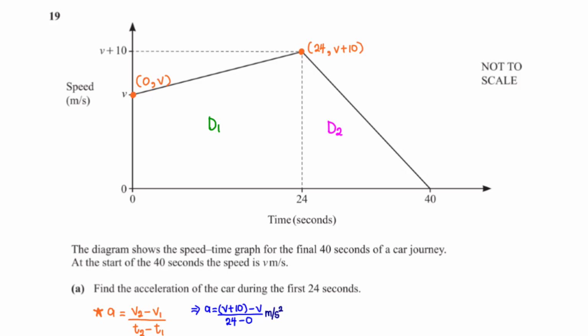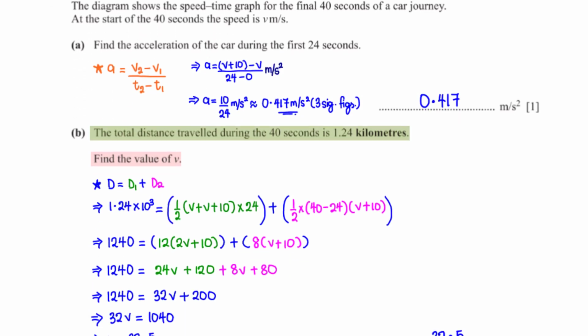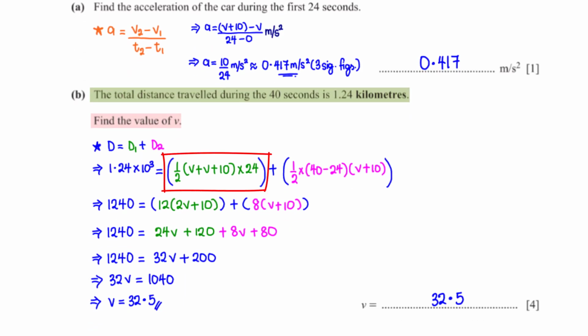D1 is in the shape of a trapezium, and so D1 is half of the top length, which is v, plus the bottom length, which is v plus 10, times the height, which is 24. D2 is in the shape of a triangle, and so D2 is equal to half of the base, which is 40 minus 24, times the height, which is v plus 10.